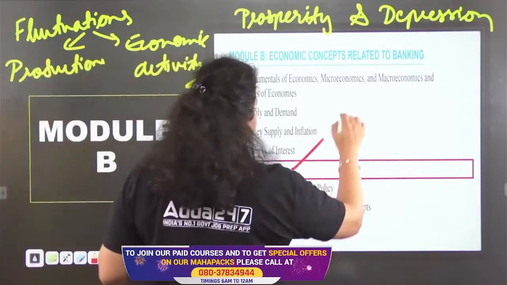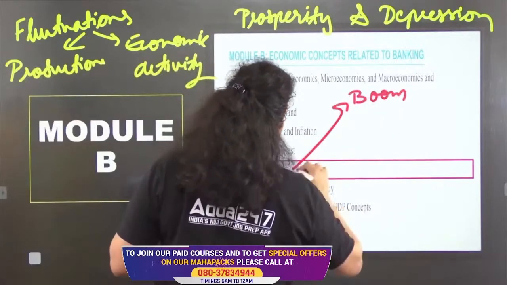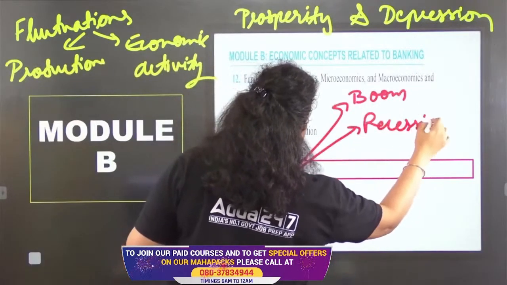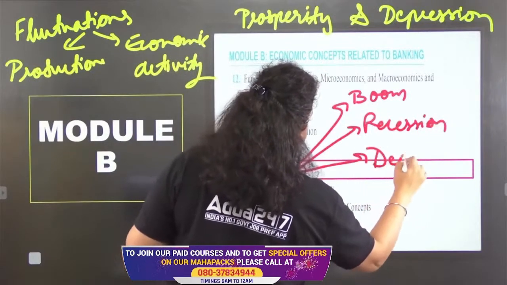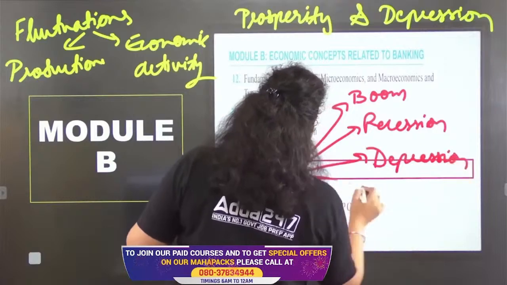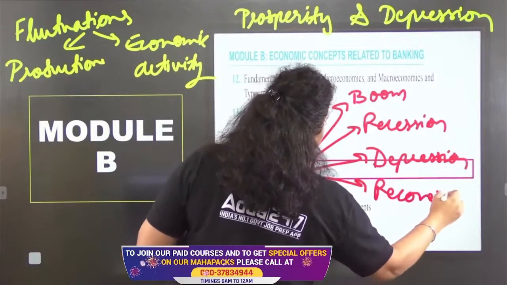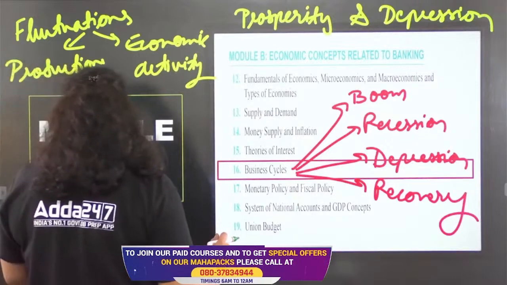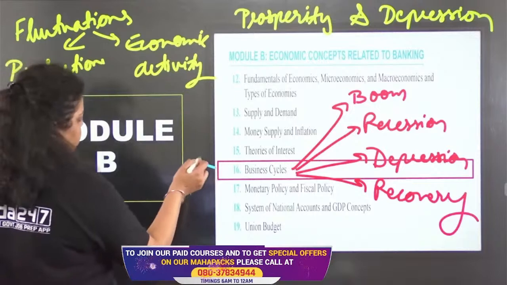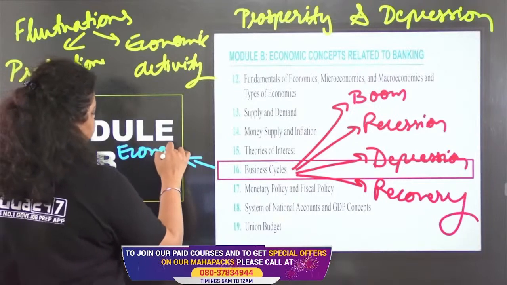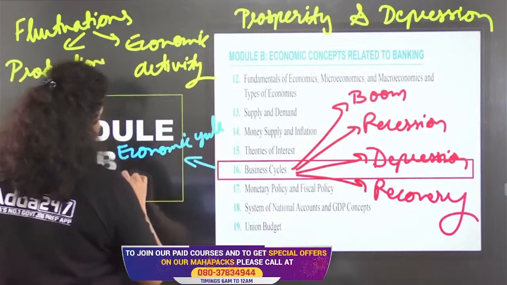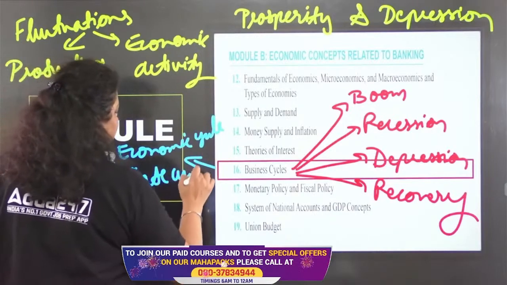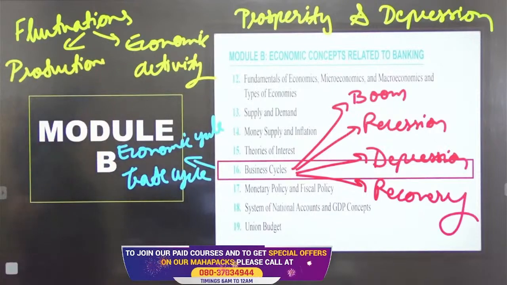That we have boom, then recession, then we have depression, and the last one is recovery. So these are mainly the 4 phases of your business cycle that you will find in any business cycle. Okay. Achha, one more important thing: business cycle can also be denoted as an economic cycle. Okay, you can call it a trade cycle. So trade cycle, economic cycle, or business cycle, all these 3 terms are similar. Okay, you can call it economic cycle, trade cycle, or business cycle, all are the same.